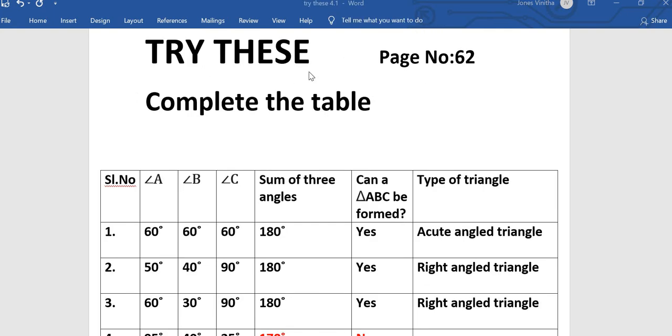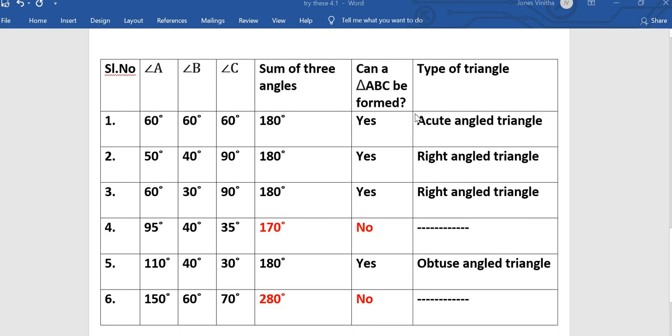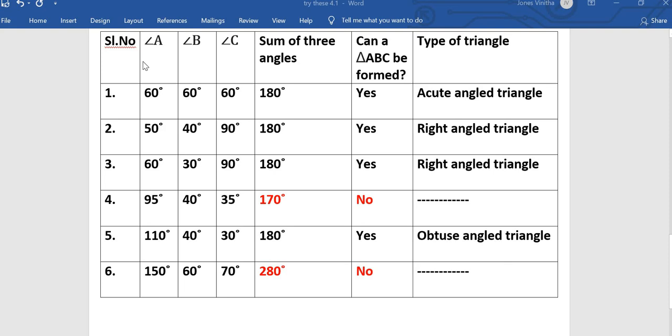See the next one. Try this. Page number 62. Complete the table. Here they have given the three angles, angle A, angle B, angle C. Then we have to find out the sum of three angles. Can a triangle ABC be formed? Triangle வந்து form பண்ண முடியுமா முடியாதான்னு சொல்லணும். And in the last column we have to write the type of triangle.